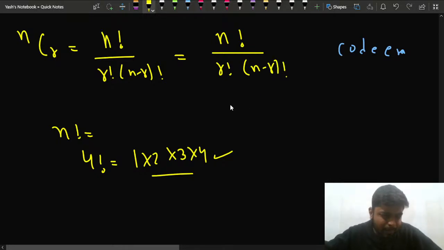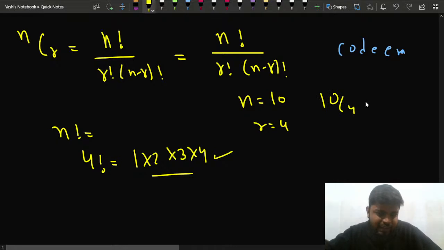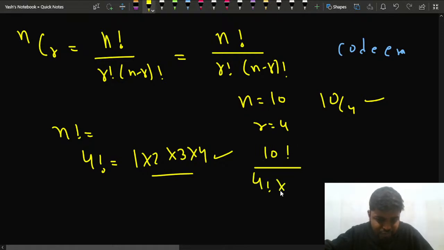If I give you some numbers, let's say n is equal to 10, r is equal to 4, so if I have to find 10C4, that's pretty much easy. Why? Because that would be nothing but 10 factorial divided by 4 factorial into 6 factorial, right?